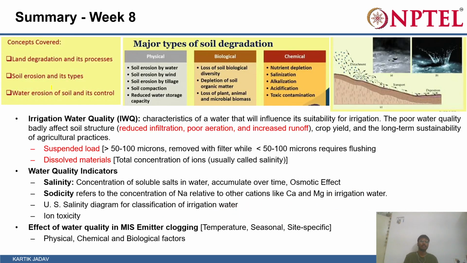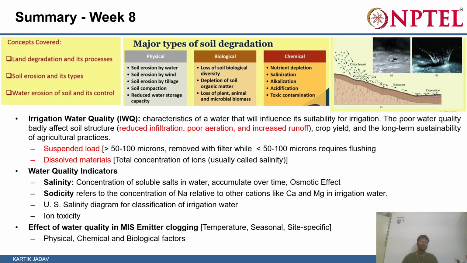And then in week number 8, we focused on the water quality aspects of irrigation water. We know that irrigation water has different water quality parameters, like physical, biological, and chemical parameters. So we need to focus on each before we supply this water to the plant. Irrigation water quality is the characteristic of water that influences the suitability of irrigation, and poor water quality badly affects the soil structure, crop yield, and long-term sustainability of agricultural practices.